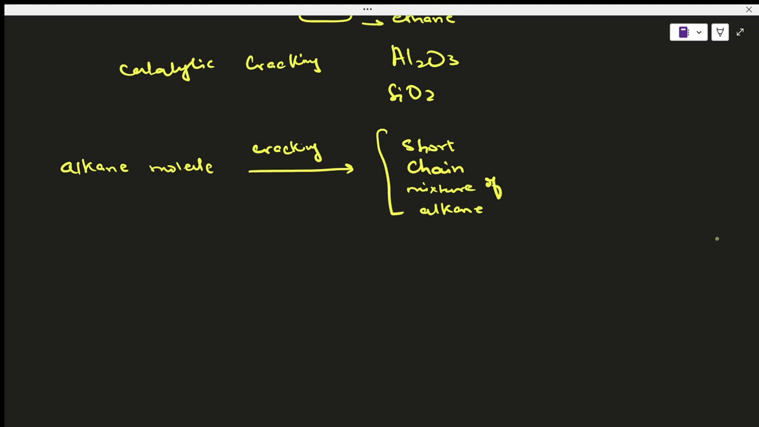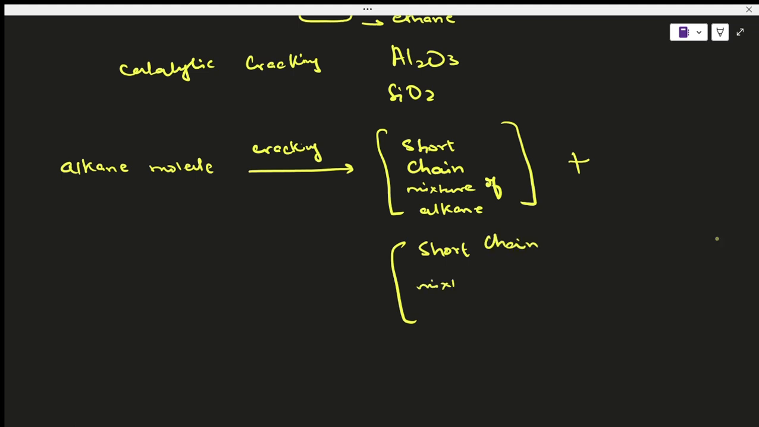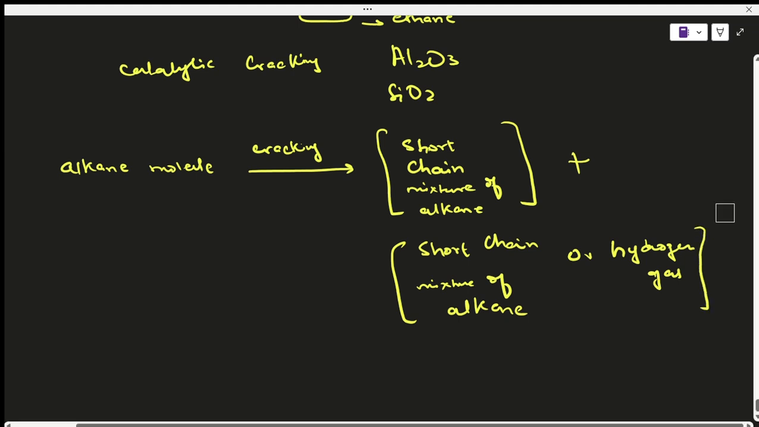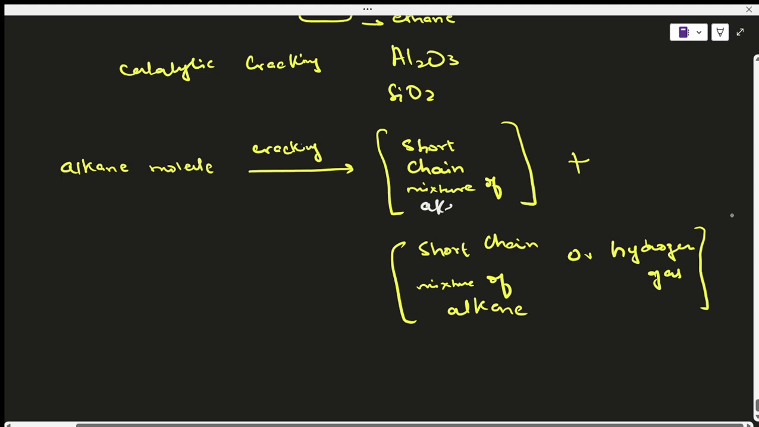Plus, one product is going to be this, and the other is going to be again a short chain mixture of alkenes, or either you have a short chain mixture of alkenes, or you're going to have hydrogen gas. Oh, actually, I just wrote this the other way around. So you're going to have a short chain mixture of alkenes, or hydrogen gas. So this is how the composition looks.